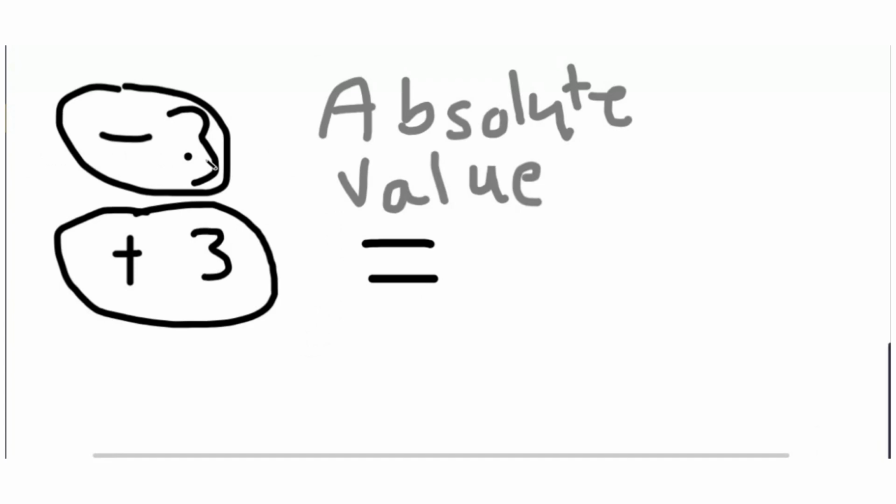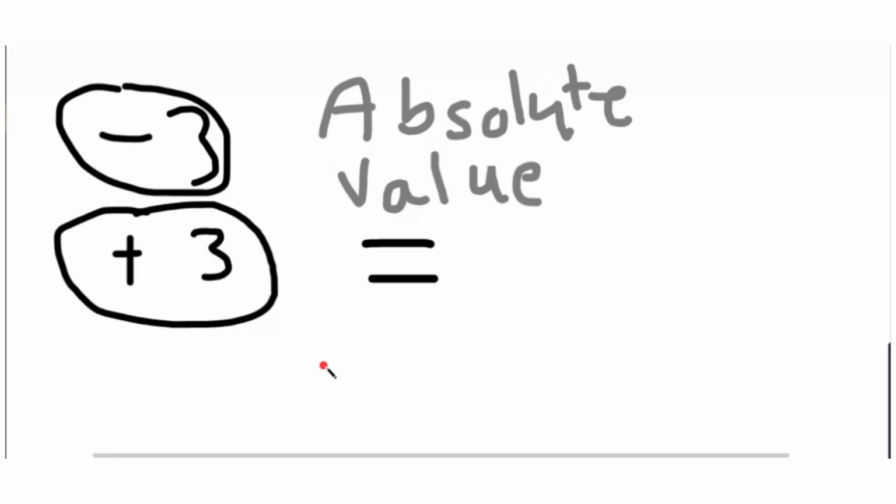Well, really, on both of these numbers, what's something they both have in common? Well, the answer is 3. They both have 3 in common. And that's just the number they have in common. So the absolute value is 3, right? That's what they have in common.